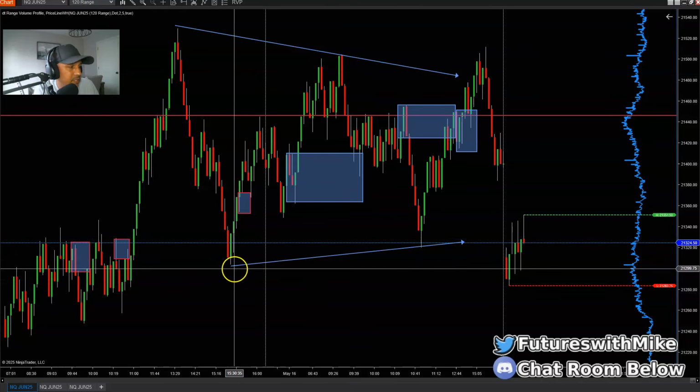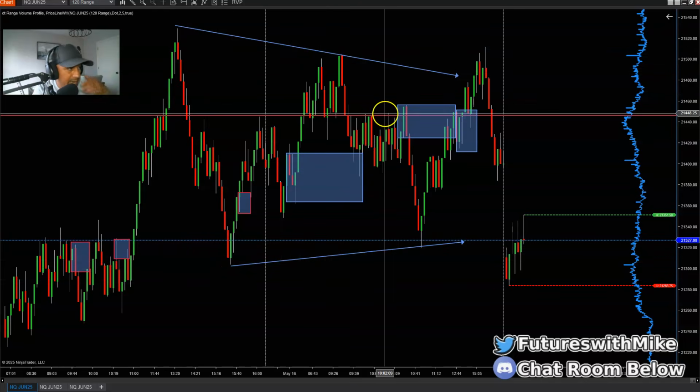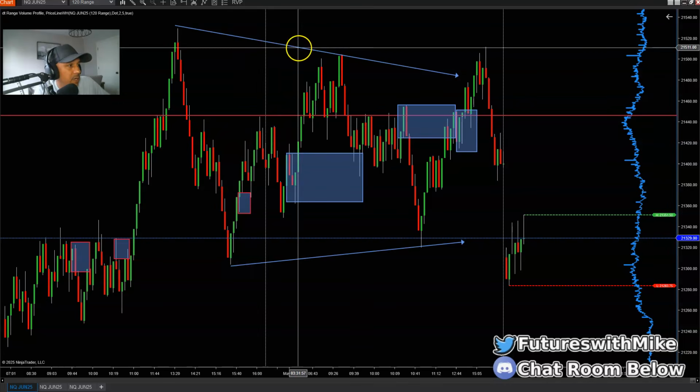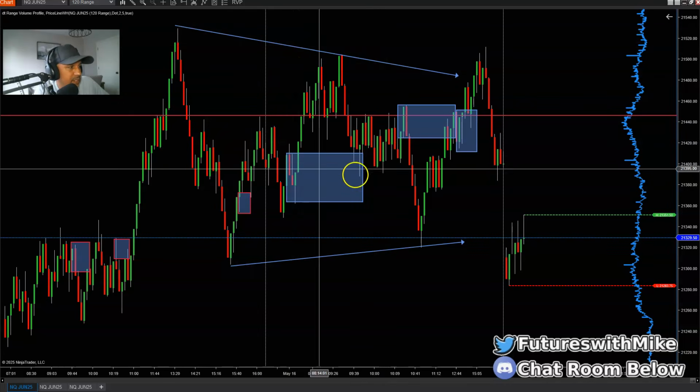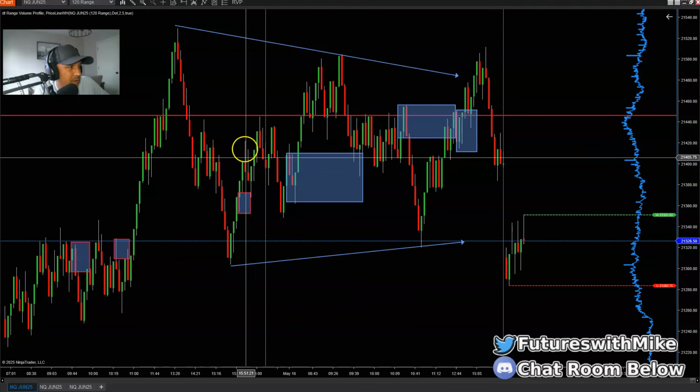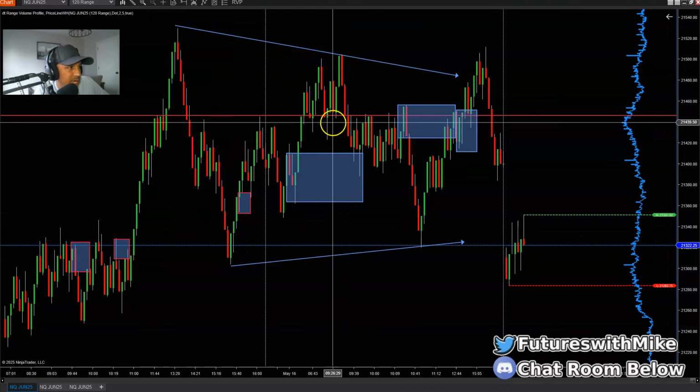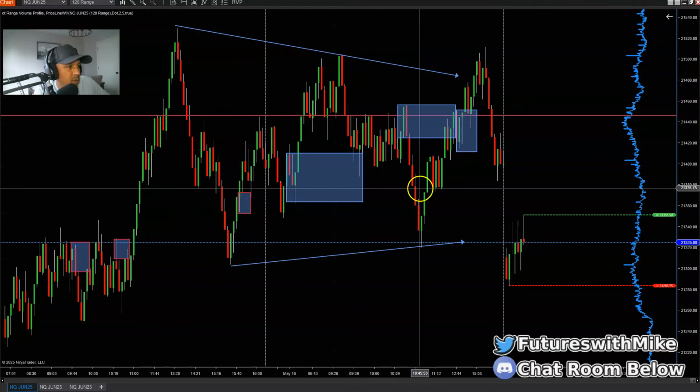We didn't break this area of structure here. We started moving sideways in between the overall direction of the market. Okay, so we're still bullish right now. We really haven't reversed to the downside. So that's why I have this line here and this line here. This is a wedge setting up.